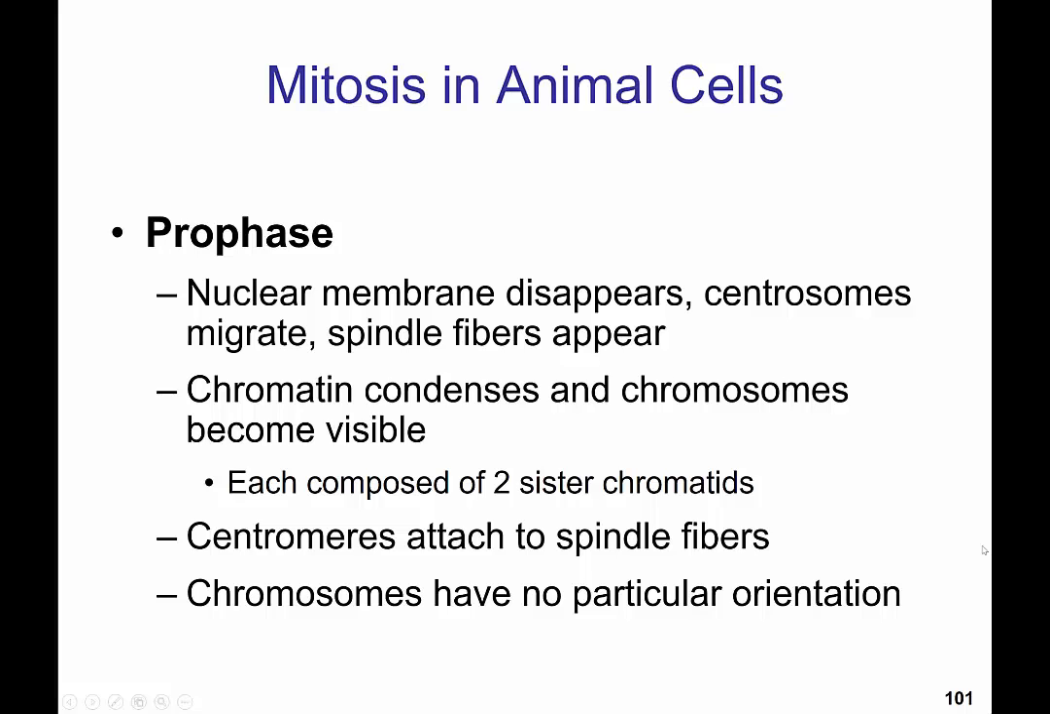So, a quick review of prophase, this beginning phase of cell division. The nuclear membrane disappears, centrosomes migrate, and spindle fibers appear. The chromatin that was within the nucleus condenses and chromosomes become visible. Each is composed of two sister chromatids. That means that the DNA has already replicated, so you have exact copies made. The centromeres attach to spindle fibers. The chromosomes have no particular orientation. We'll see in later phases how they do have a particular orientation.